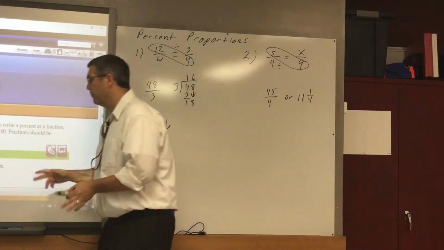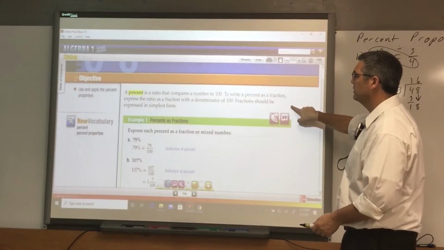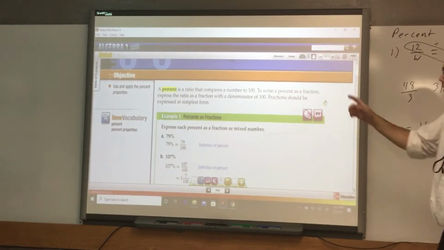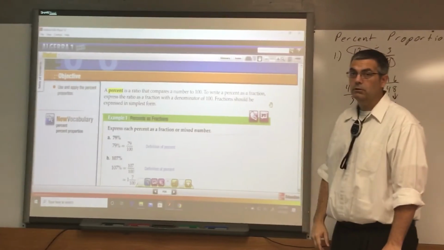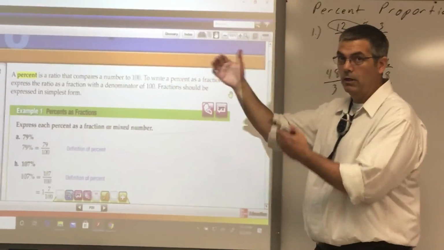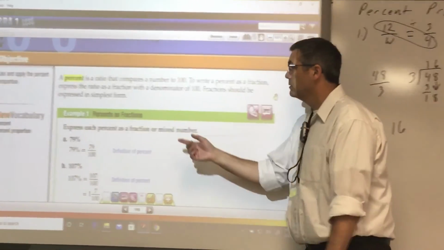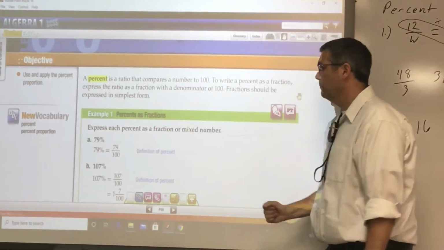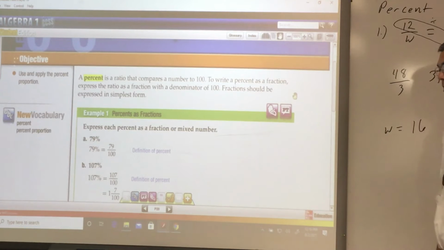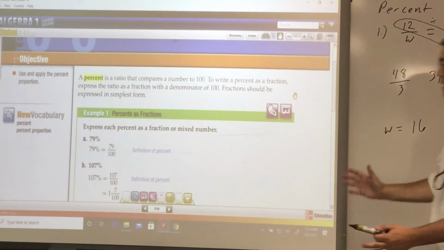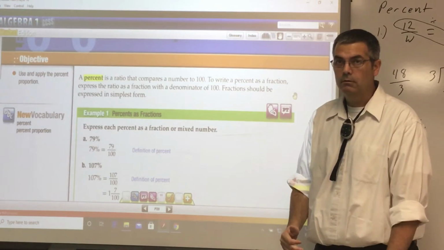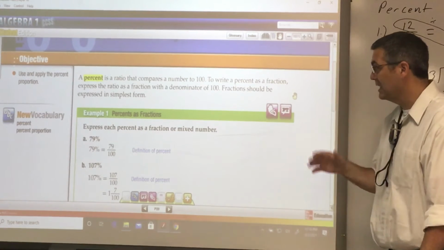Okay, but then let's come over here and talk about some other things. A percent is a ratio that compares a number to 100. So the number over 100, right? A ratio is just one number over another. So a percent is a ratio that compares a number to 100. To write a percent as a fraction, express the ratio as a fraction with a denominator of 100. So all you're going to do is take whatever number they say is a percent and put it over 100. That's the simpler way to say that.